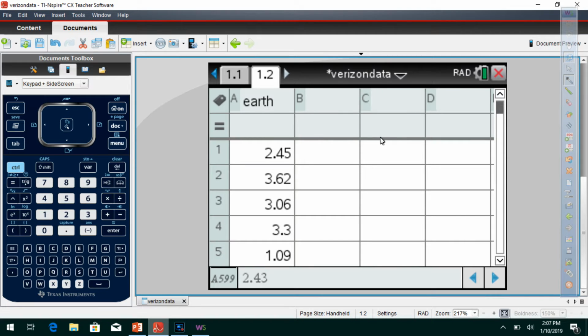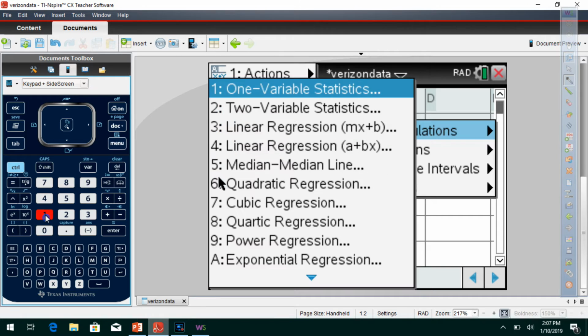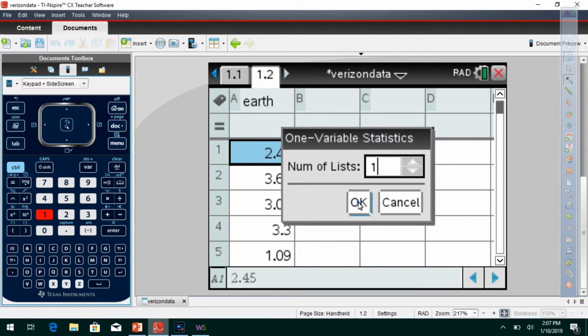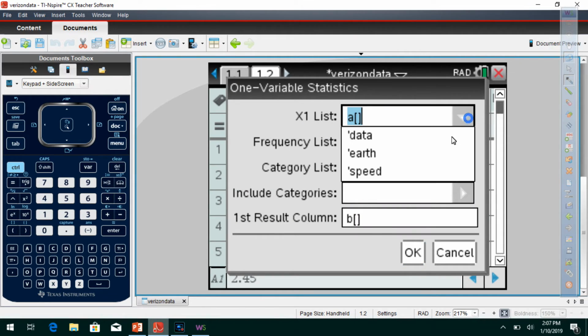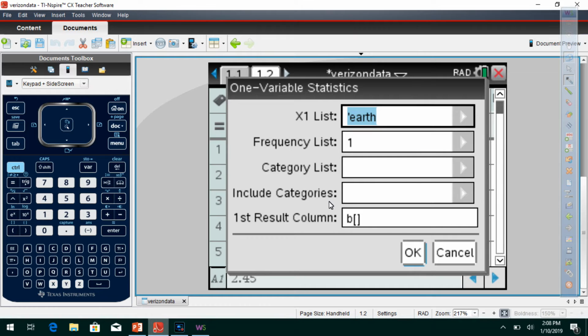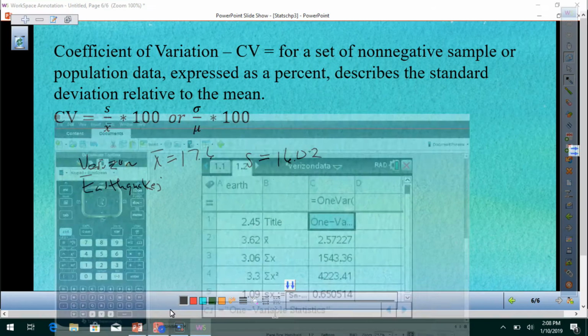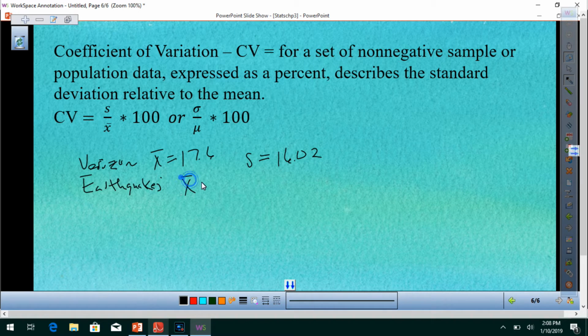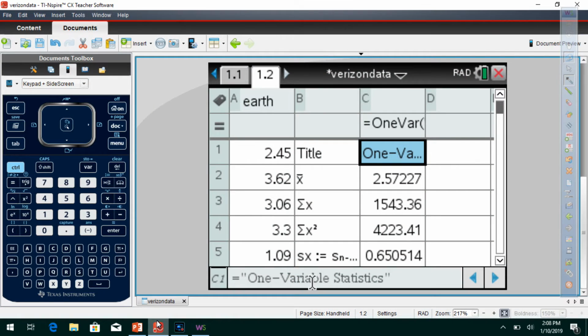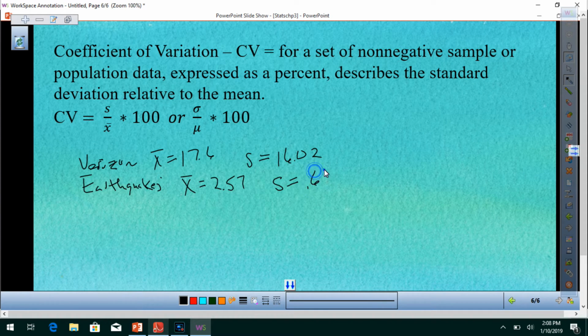Okay. I love technology. It's great. Watch this. Menu 4 1 1. What if you had to do that by hand? Number list is 1, and we call it Earth this time. So our mean is 2.57, so X bar is 2.57. What is S? S is 0.65.